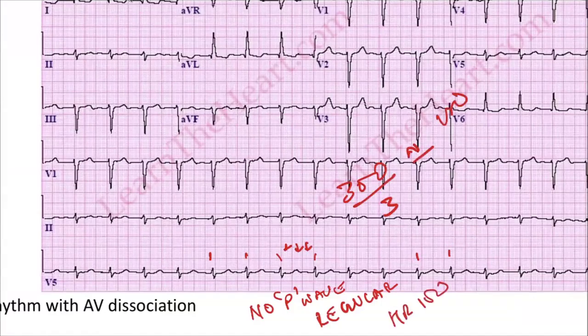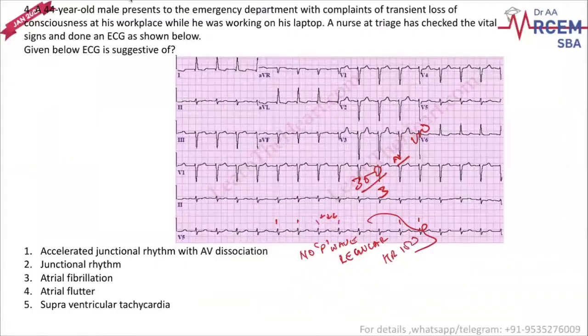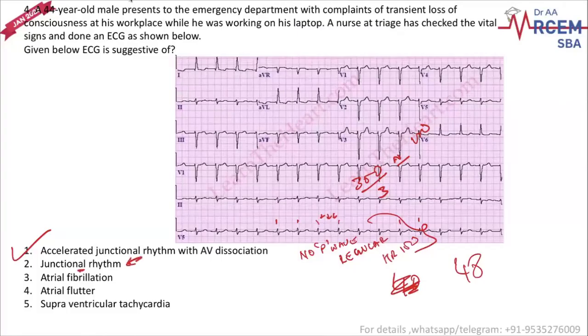Heart rate is 100. So keeping all this in mind, which is the rhythm we need to think of? Anyone? Accelerated junctional rhythm. If the heart rate were between, for example, 48, then it would have been just a junctional rhythm.